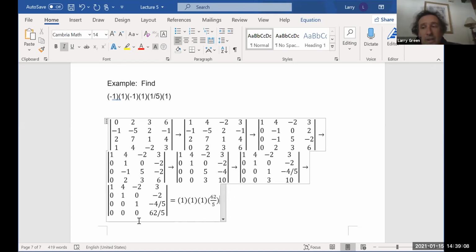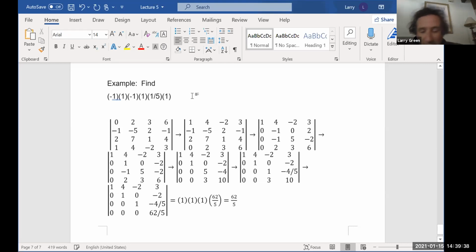Right. So I found the determinant of this last matrix. I did not find the determinant of our initial matrix. So at least I got this, right? This is not the answer to the question. This is the determinant of the last matrix. And 1 times 1 times 1 times 62/5 is 62/5. But that is, again, not the determinant of the original.